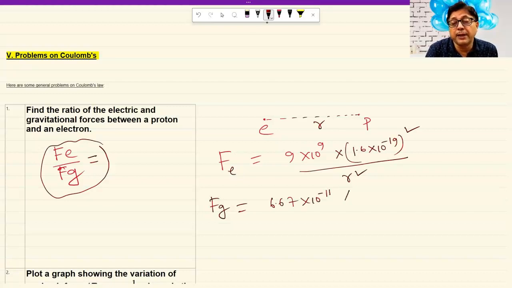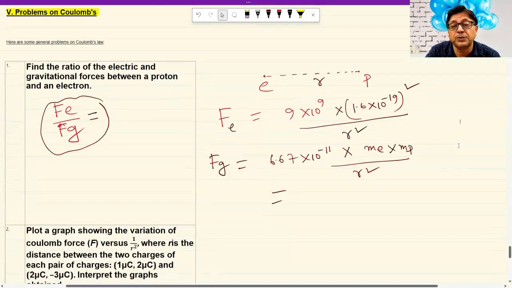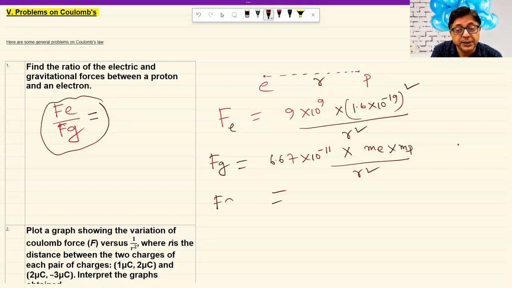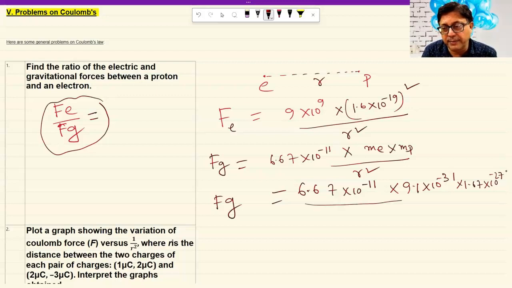6.67 into 10 to the power minus 11, G m1 m2, mass of electron, mass of proton, by R square. You need to put in the value of the mass of electron and the mass of proton. Mass of electron is 9.1 into 10 to the power minus 31. So it will help you to get Fg. So 6.67 into 10 to the power minus 11, 9.1 into 10 to the power minus 31, and then 1.67 into 10 to the power minus 27, heavier than the electron, the mass is larger, divided by R square.